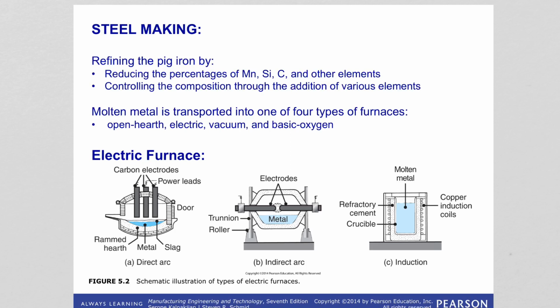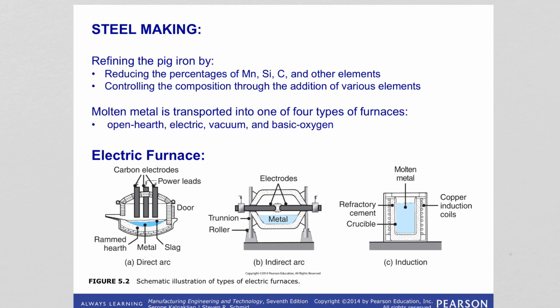And this is done after the pig iron is obtained, when the pig iron is transported into one of 4 types of furnaces: open hearth, electric, vacuum, and basic oxygen. Open hearth is basically using flames to melt the metal. This furnace has now been replaced by electric furnaces and the basic oxygen process, which are more efficient and produce better quality steels.